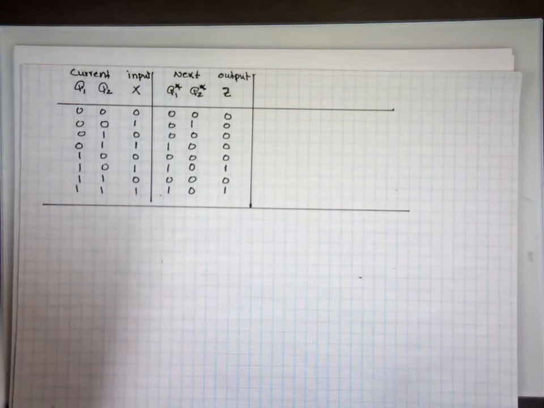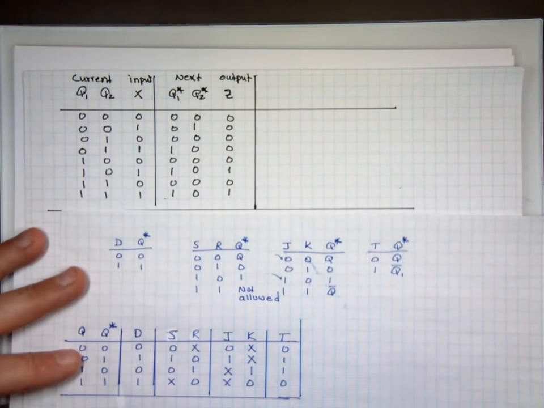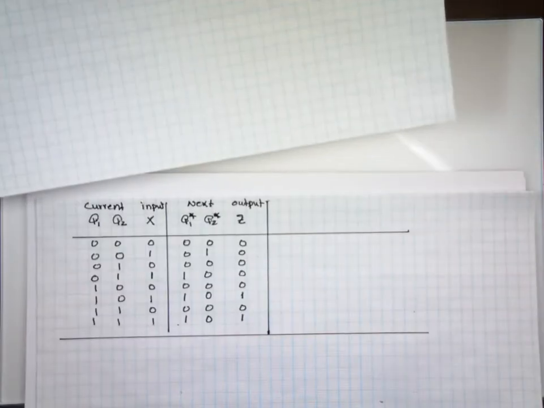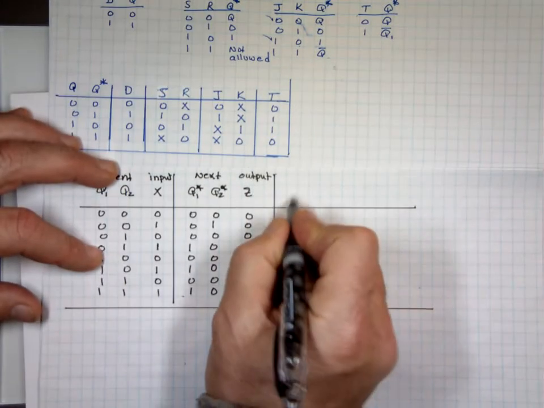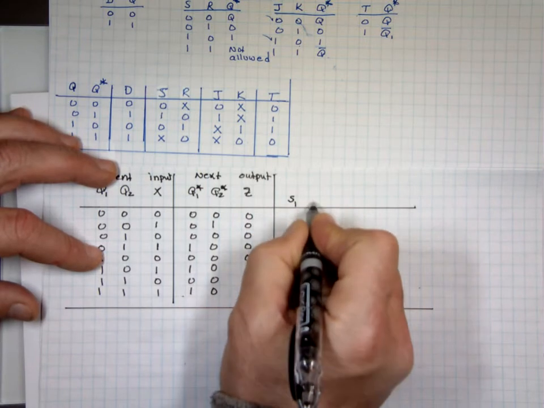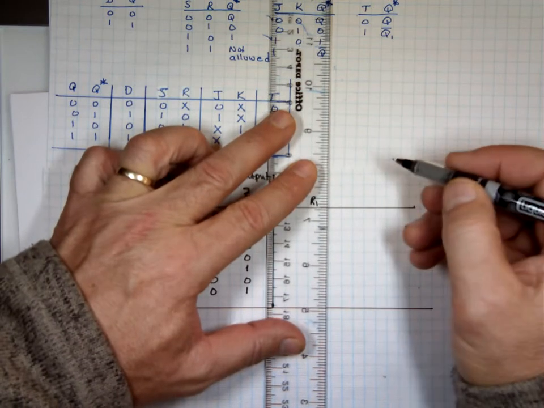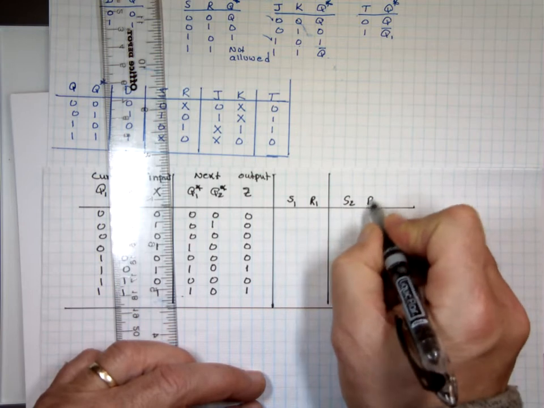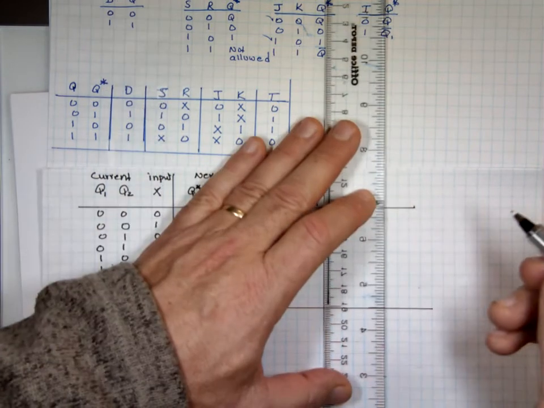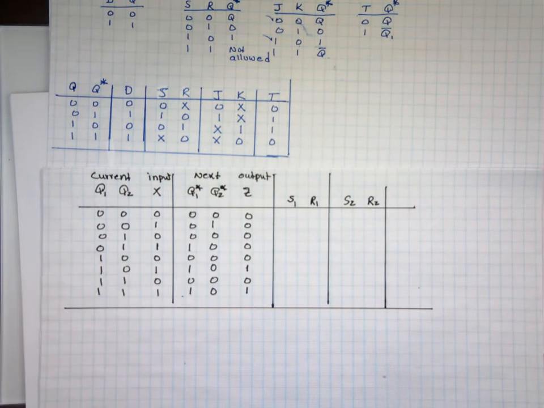Next, I need this one back in. I'm using SR flip-flops, right? So this is S1, R1, this is S2, R2. And it would be nice if I use color coding here just to see what I'm looking at, because I always lose track of where I'm looking.